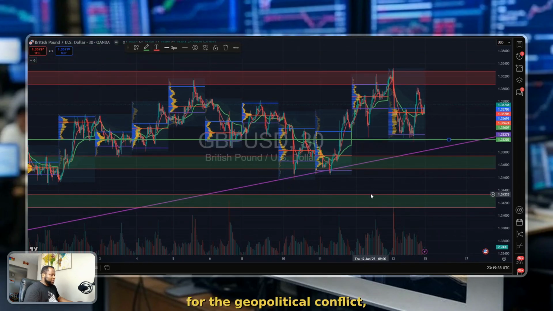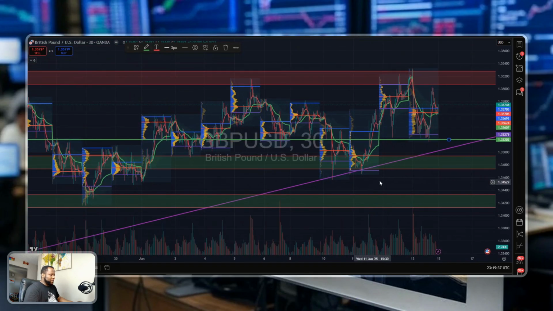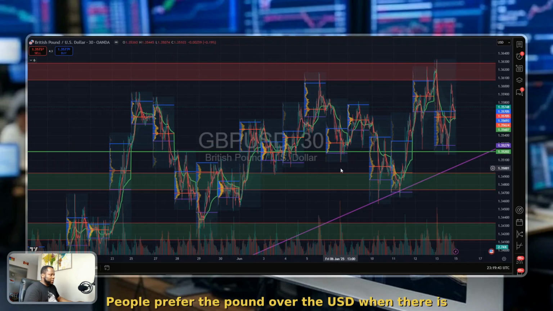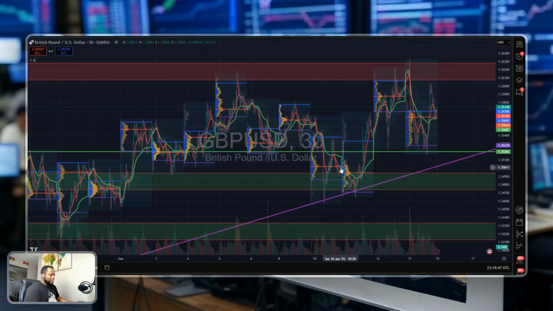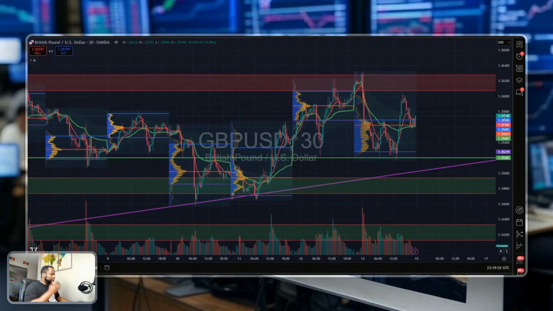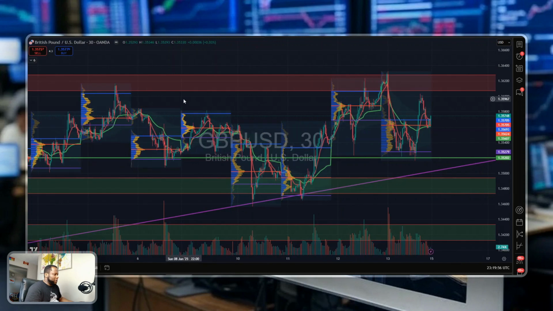For the geopolitical conflict, I don't think this really affects the pound, but if there is conflict, the pound as well is a safe haven. People prefer the pound over the USD when there is war. Maybe, maybe not. We got to find out about that. So that is what we get for this pair right here, okay? For the pound USD.